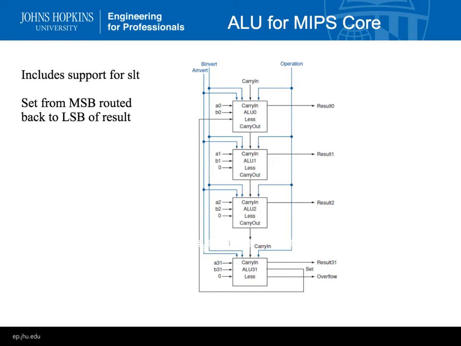So here's our whole ALU with our plus, minus, less. So here's set going back from the most significant bit to the least significant bit to set it to 1 if it is indeed A is less than B, and then the other inputs.